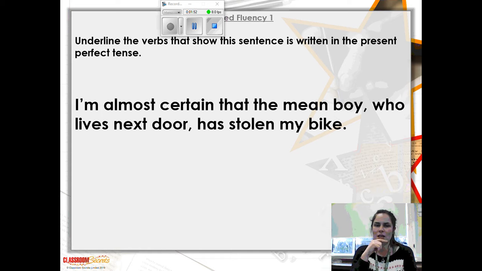Underline the verbs that show this sentence is written in the present perfect tense. Verbs. Just have a think, what are verbs? Because we've worked really hard on those over the last few weeks. Okay, so I hope that you have written out and underlined has stolen, because stolen is the verb and it has happened and your bike's not been returned, so it's happened up until this point.